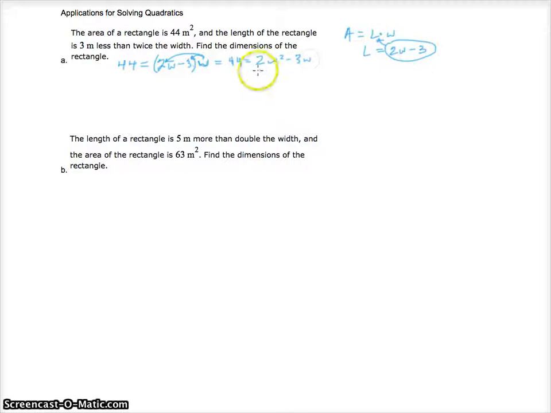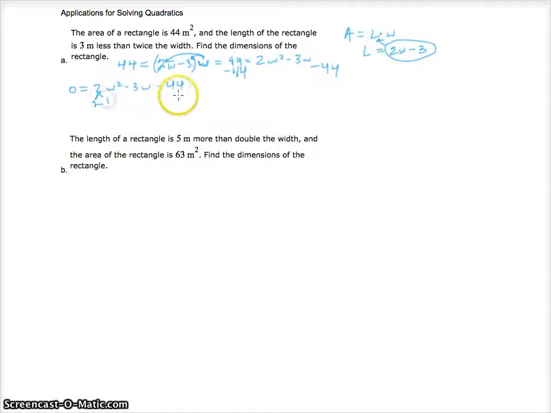And now I have what looks like a quadratic equation. So I need to get the 44 over here so that it's equal to 0. So I'll subtract 44 from both sides so I can solve my equation. Alright, so now I get a new equation that is 0 equals 2W squared minus 3W minus 44. Alright, so now what I need to do is factor this guy.